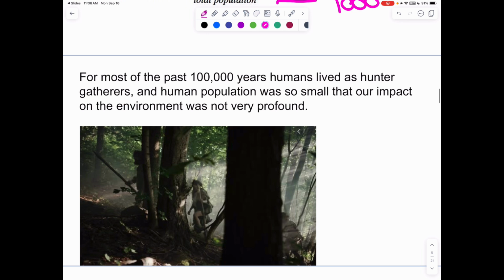Okay, let's talk about humans. For most of the past 100,000 years, humans have lived as hunter-gatherers. We would hunt, we would gather, we weren't really growing that much, and our population was so small that we didn't really have a massive impact on the environment.